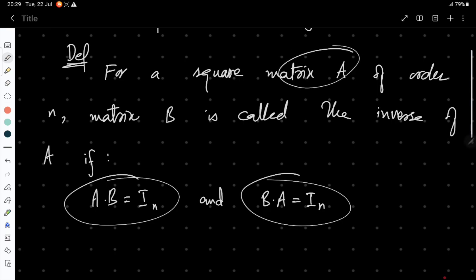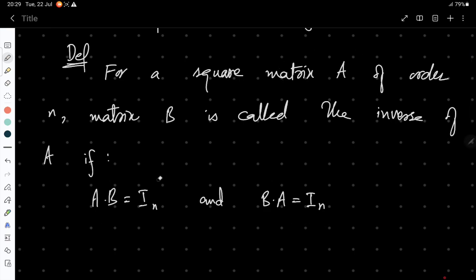So the given matrix was A, and this B is called the inverse of A if B satisfies these two properties. I mean, if you multiply B with A from the right side, or you multiply B with A from the left side, you will always end up with the identity of order n. This is the definition of the inverse of a matrix.